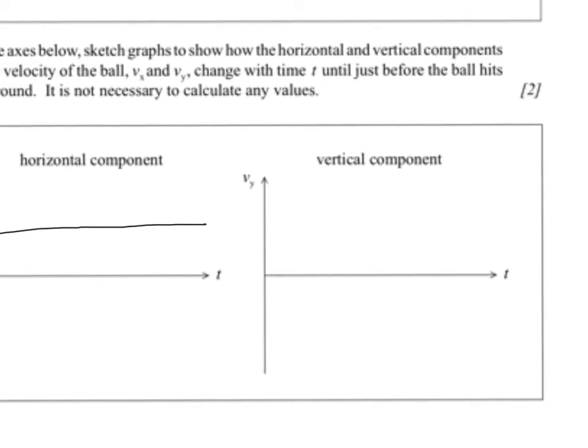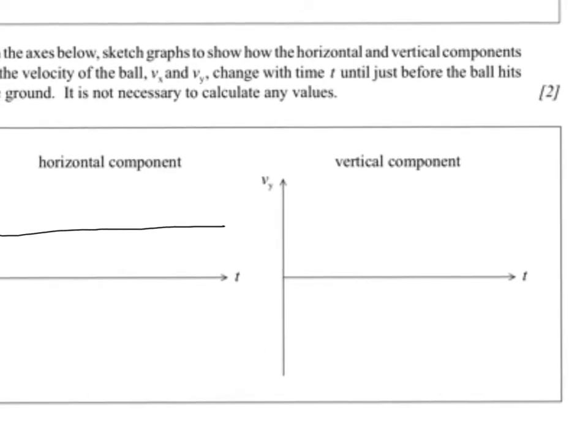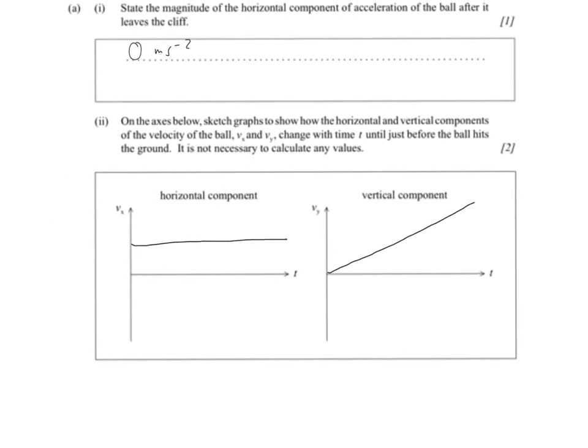The vertical component, however, is being acted upon by an accelerating force. So right before the ball leaves the cliff, the vertical component is going to be 0, so it's going to start at the origin. However, as time goes on, again, acceleration is the rate of change of velocity, so velocity is going to increase every second, in this case by 10 meters per second. So if we start this at the origin and make a straight line that goes upward, it indicates that as time goes on, the velocity is going to increase after every second.